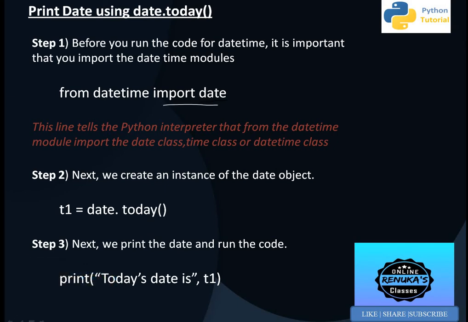The second step is to create an instance of the date object. Like a variable, we will create t1, or any name you can give, of the date class, and the method is today. So date.today(); all the methods we are going to use with this class will be separated with a dot operator. We are storing it in t1. And the third final step, we print this t1, which is holding the current date. As soon as we do this, it will print the current date.